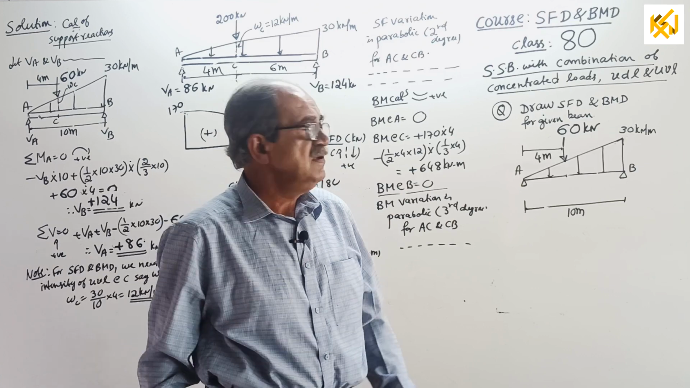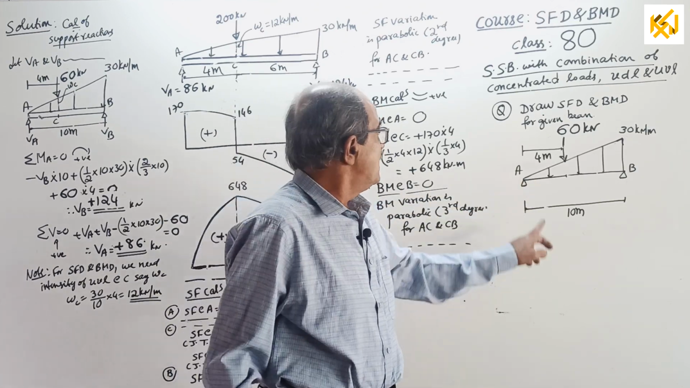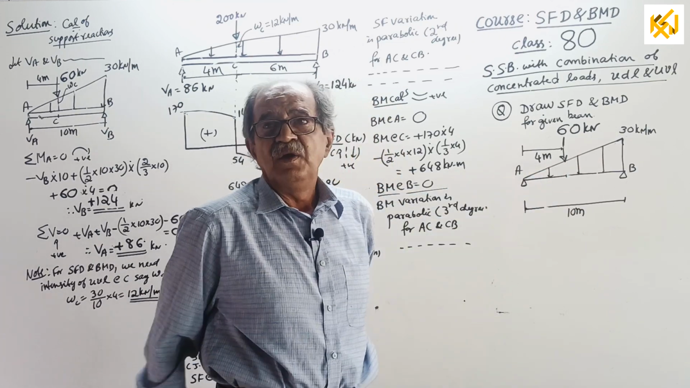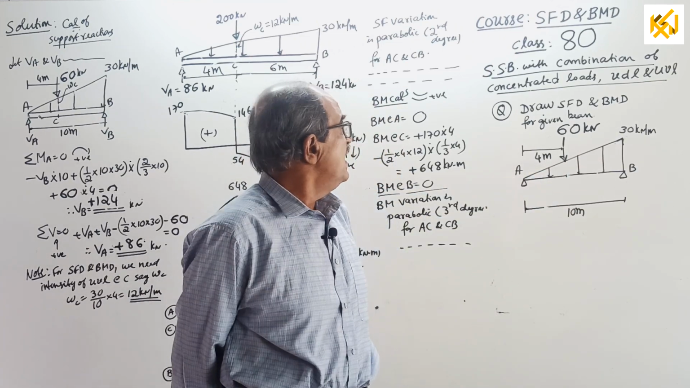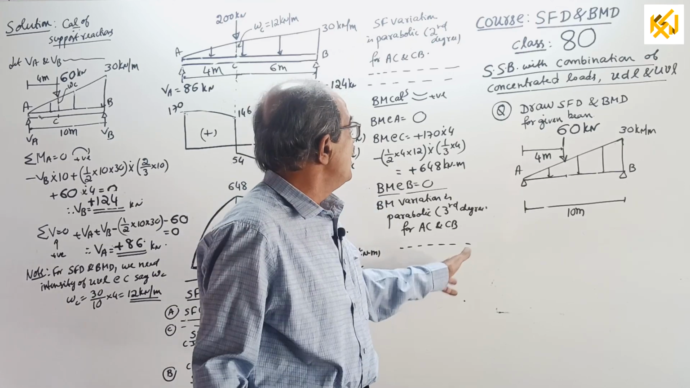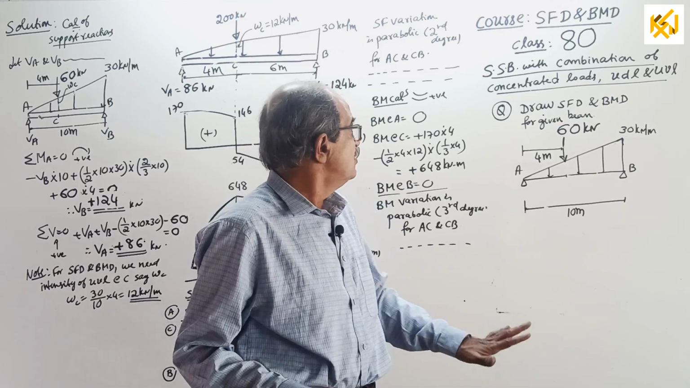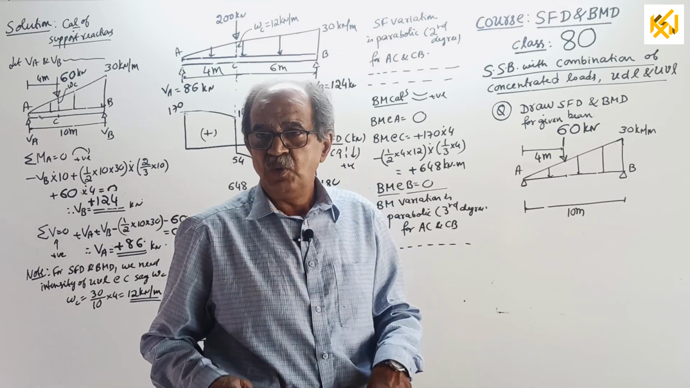As I told last time, this question has a uniformly varying load, 0 at the left end and maximum at the right end, with one point load anywhere in the span. This is the third and last question. In between, I will explain the three different problems. In total, 3 problems: 2 we already solved, 1 we are solving now.